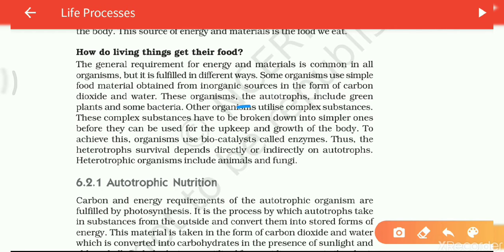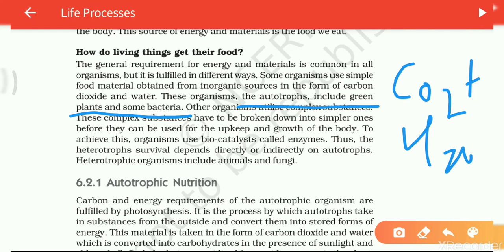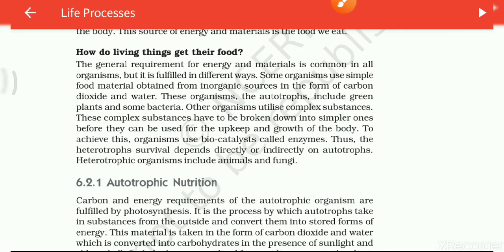These organisms, the autotrophs, include green plants and some bacteria. Green plants can make their own food with the help of carbon dioxide plus water. That's why green plants come under autotrophs. Some bacteria are also green in color, like blue-green algae, whose second name is cyanobacteria, which can make their own food. That's why they come under autotrophic. Let's proceed to another one.